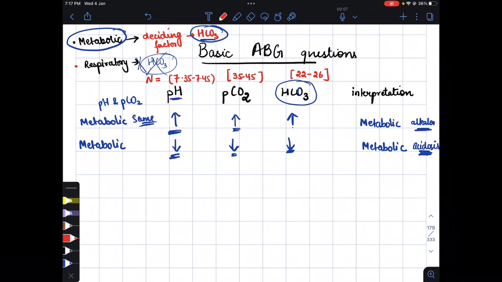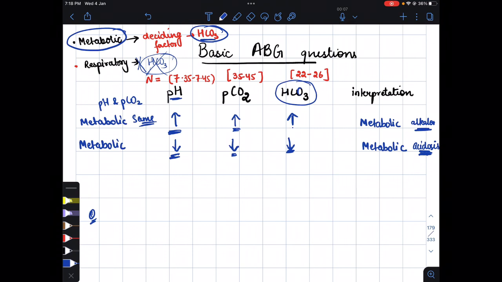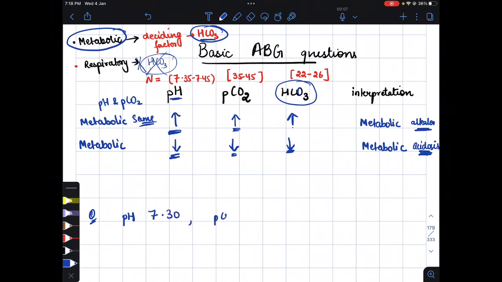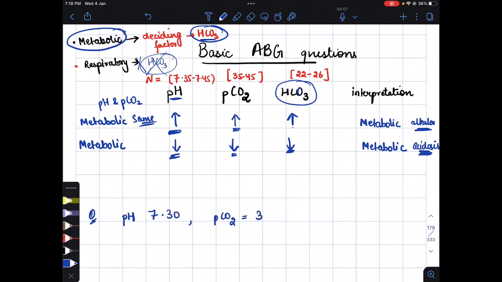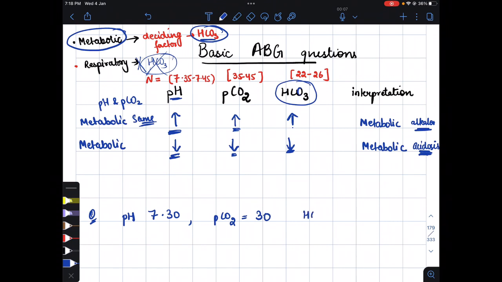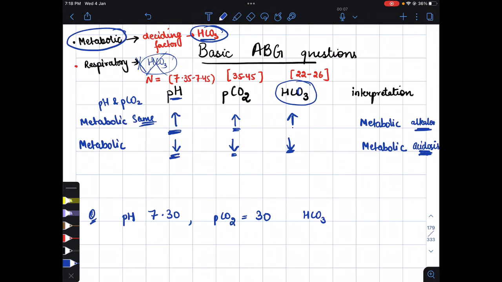Suppose here I will give you one question: the pH is 7.30, the CO2 level is 30, and the bicarbonate level is, suppose, 20.